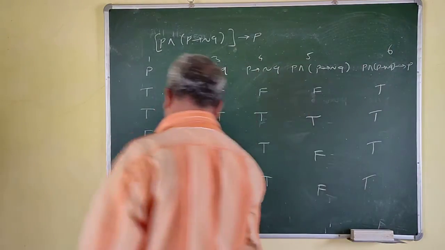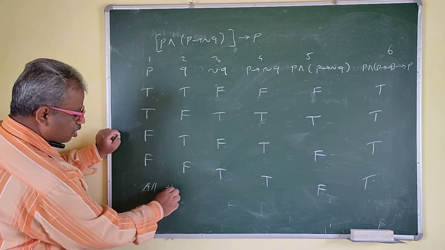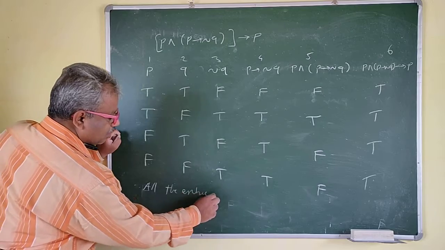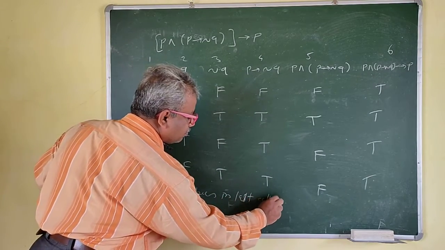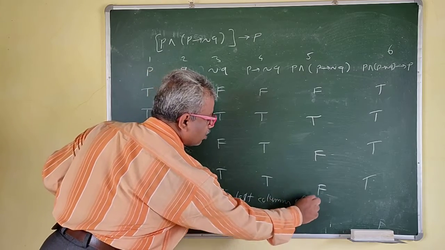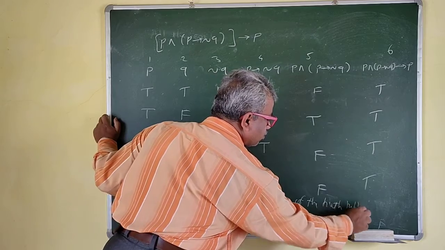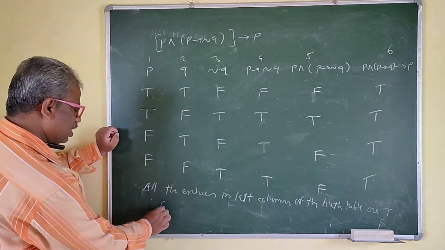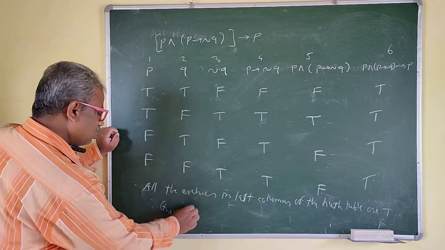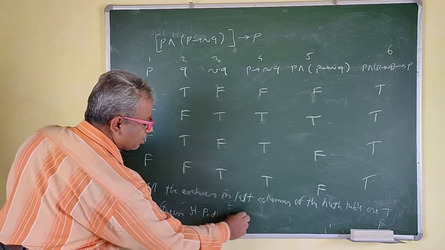So therefore we conclude the answer: all the entries in the last column of the truth table are T. Therefore the given statement pattern is a tautology.